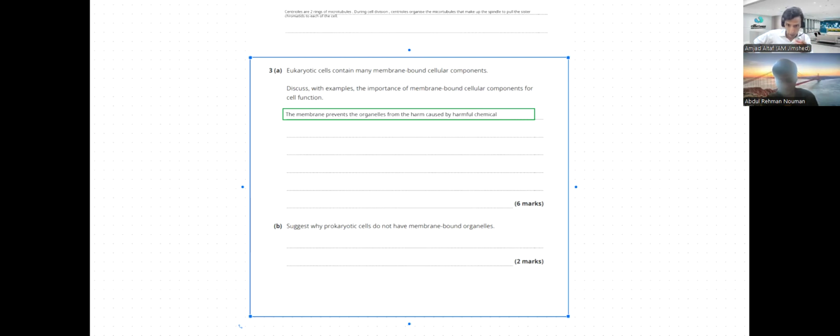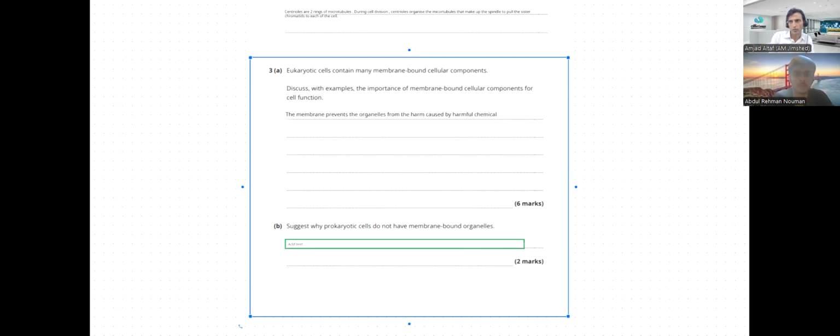One more important thing is to suggest why prokaryotic cells don't have membrane-bound organelles. What do you think about it? Because they have less surface area. Less surface area in what sense? Because they are very small in size.